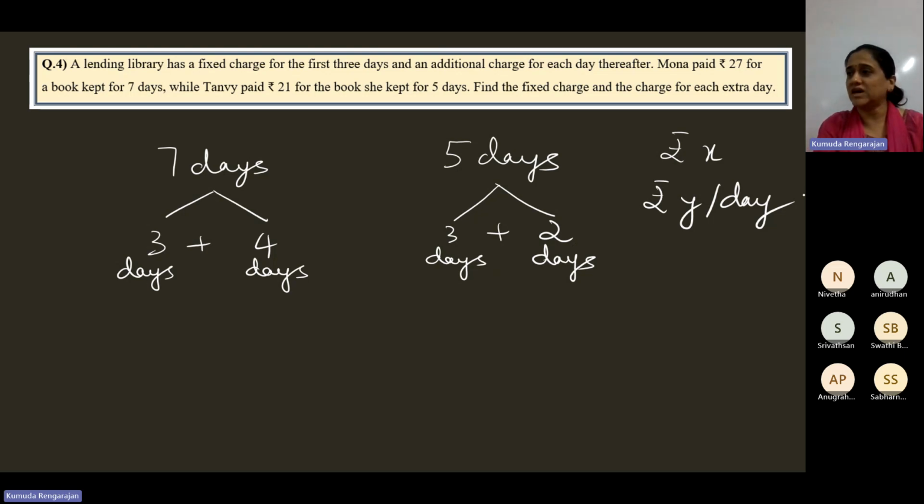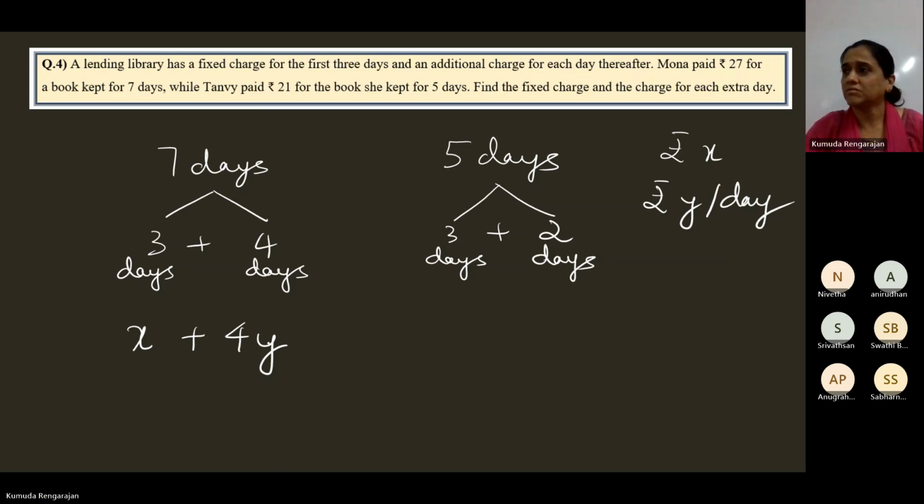So let the fixed charge for the 3 days be rupees X, and the charge for each extra day be rupees Y per day. Correct? So now 7 days, no? So X plus 4 extra days. For that only she has to pay 4Y, not 7Y. Okay, not 7Y.